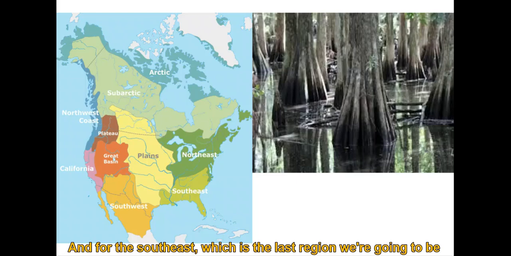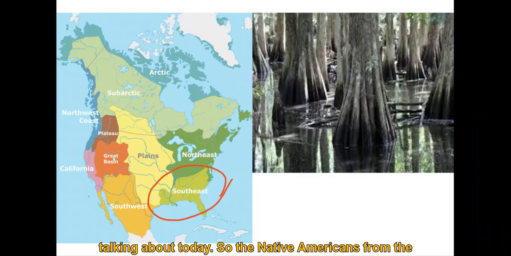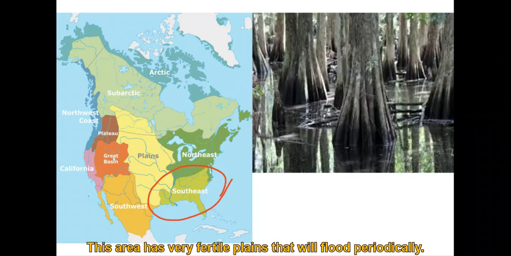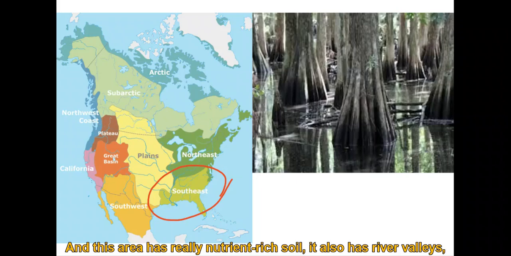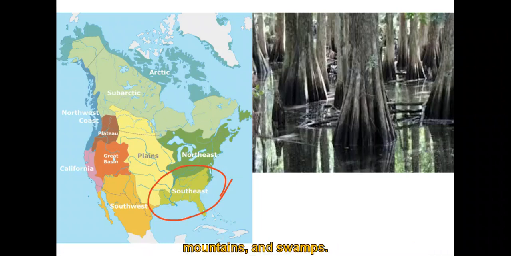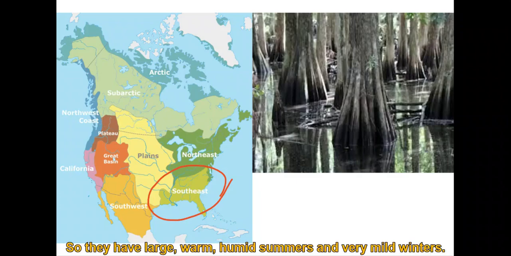Okay, and for the Southeast, which is the last region we're going to be talking about today, so the Native Americans from the Southeast would be from Texas to the Atlantic Ocean. This area has very fertile plains that will flood periodically, and this area has really nutrient-rich soil. It also has river valleys, mountains, and swamps. So they have large, warm, humid summers and very mild winters.